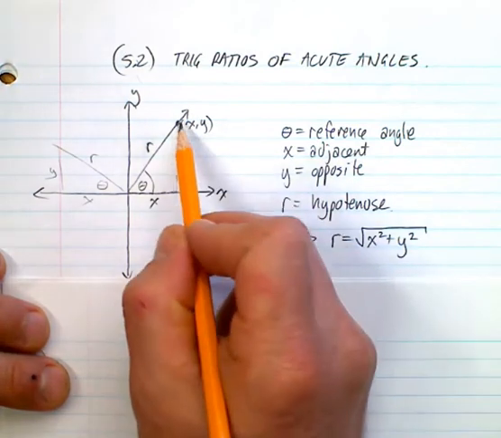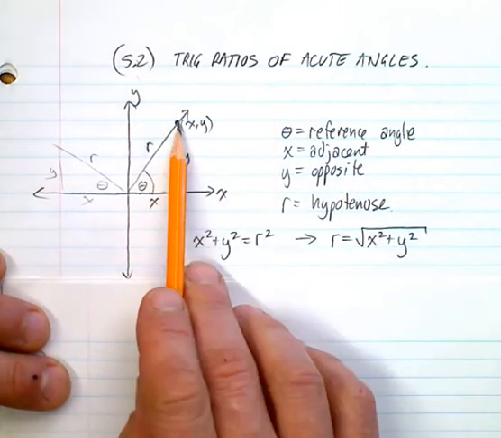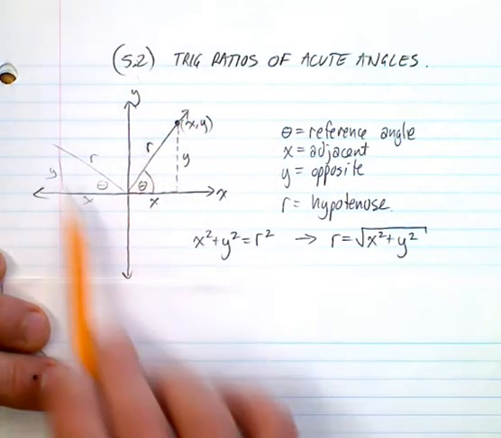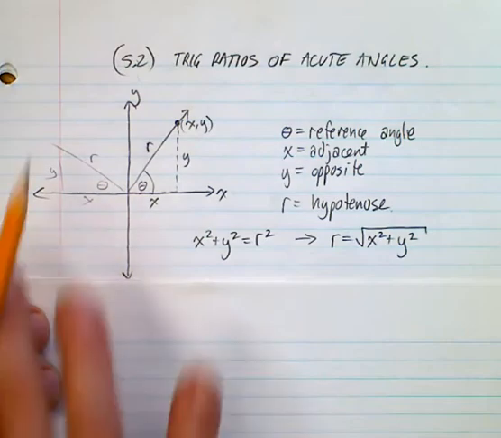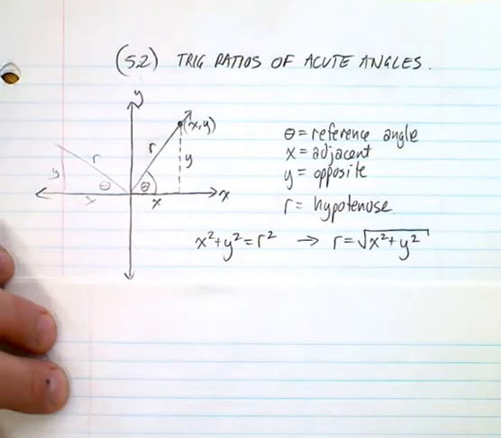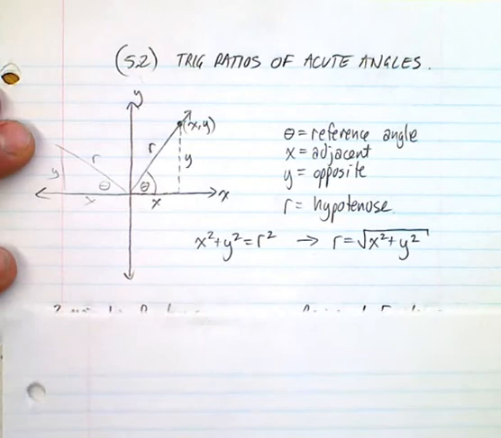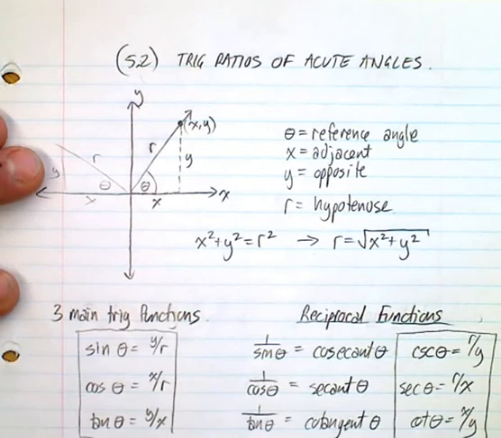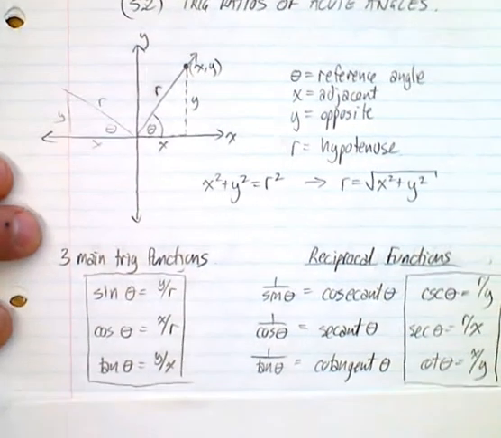I guess I should have pointed out here that we have a point right there. That point can be anything. It could be down here, it could be up there, it could be in any quadrant. So this is just a bit of a reference so that we can apply this stuff to what we're looking at. So here we've looked at the three main trig functions.